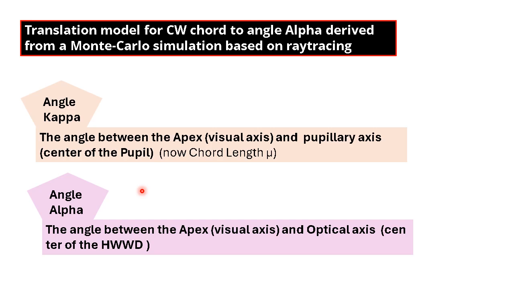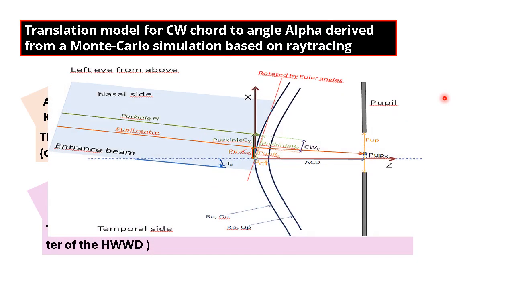The measurement of the chord mu was done mainly by two doctors, Chang and Waring, and they published a paper in 2014 named Monte Carlo simulation based on ray tracing. The idea is that they postulated an eye model replacing the previous old eye models. The previous old eye models' schematic representation took into consideration that the rays of the visual axis and the pupillary axis are all coaxial with the cornea.